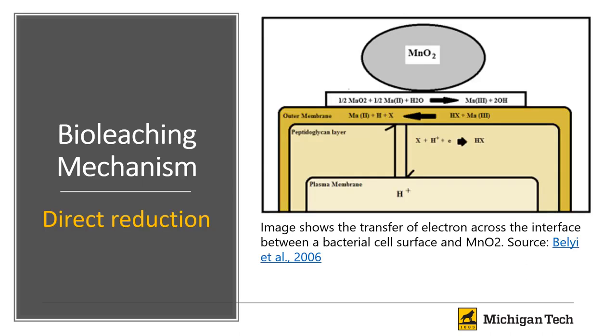In the direct reduction process, mainly bacteria are involved. The image shows the transfer of electron across the surface of a bacterial cell and MnO2, in which manganese acts as a terminal electron acceptor and is thus reduced to manganese in the 2 plus form in the solution.